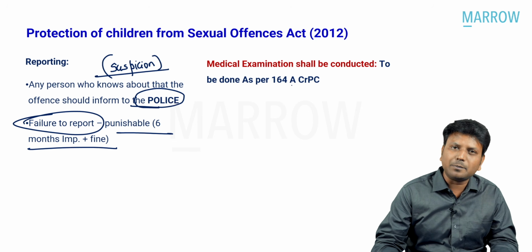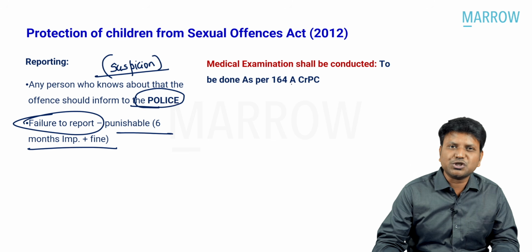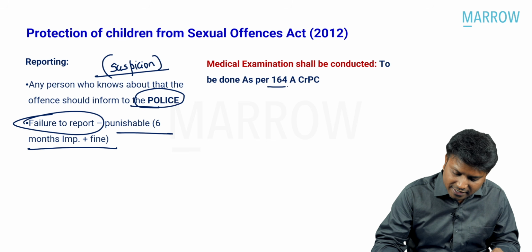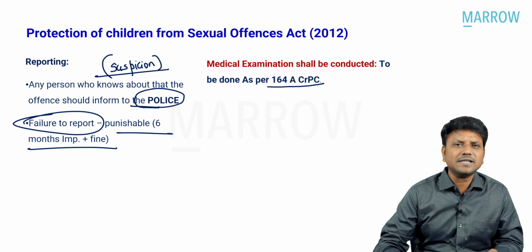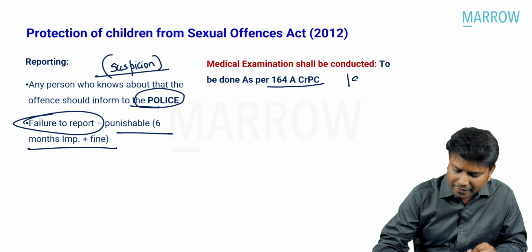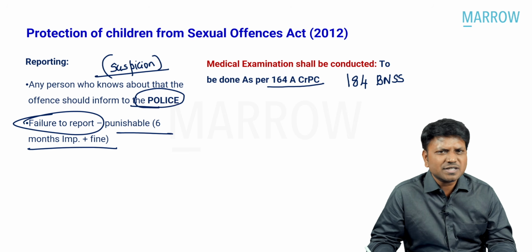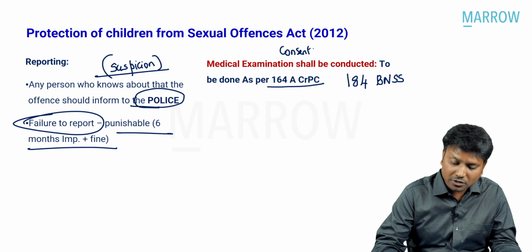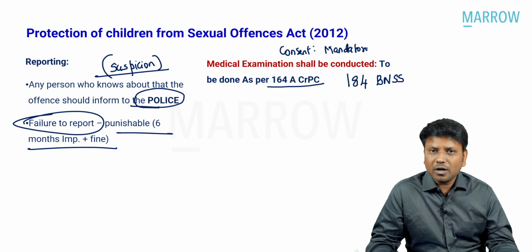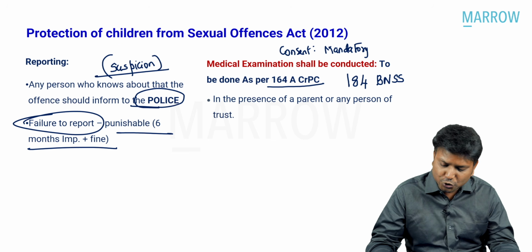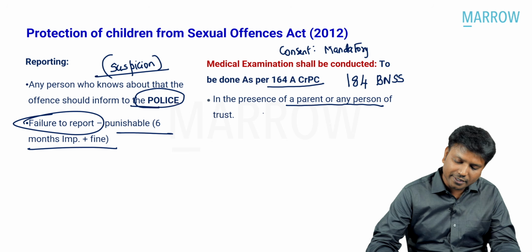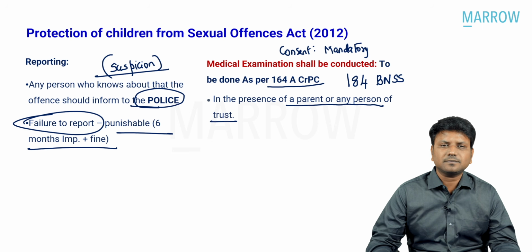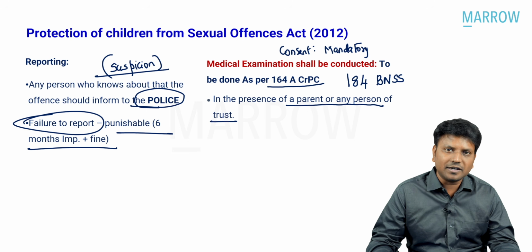Now, in this case, the minor, the victim, the child should be examined as per 164 CrPC, 164A CrPC, that is the older one. Now, when we talk about BNSS, it has to be 184 BNSS. Provisions are the same. Consent is mandatory. Without consent, you cannot go ahead with the procedure. You cannot force. And whenever you do the examination, it should be done only in the presence of a parent or any person in whom the child has trust.